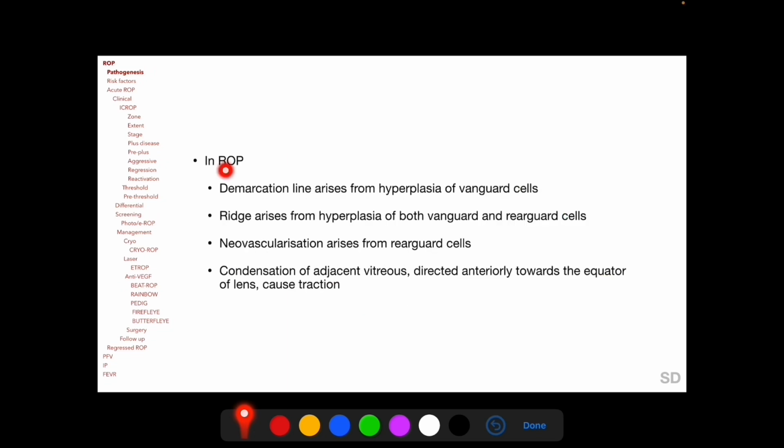In retinopathy of prematurity, the demarcation line is said to arise from hyperplasia of vanguard cells, and the ridge is said to arise from hyperplasia of both the vanguard and the rear guard cells, but neovascularization arises only from the rear guard cells, and condensation of vitreous adjacent to this junction of the vascular and the avascular retina has been detected in eyes with ROP and implicated to induce vitreoretinal traction.